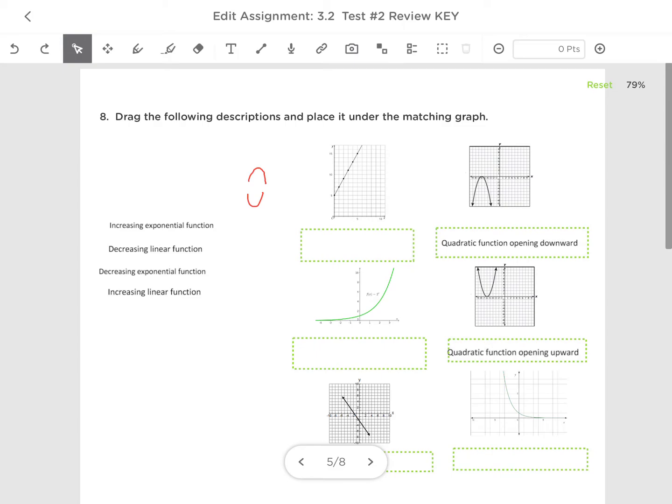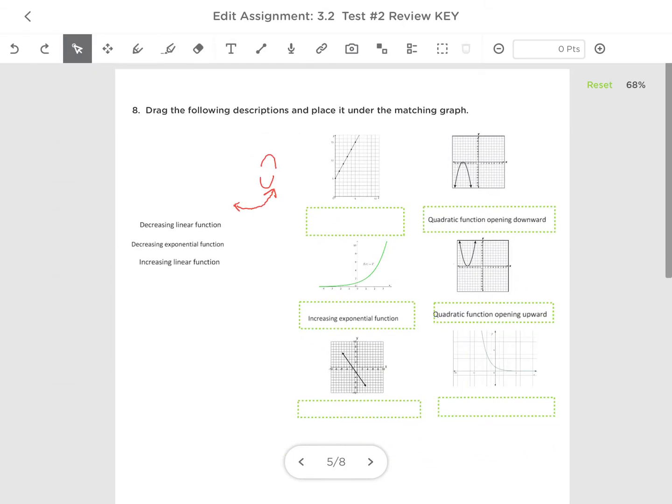Okay, increasing exponential. So remember, increasing, it goes up from left to right. Exponential is that one that increases rapidly or decreases rapidly. So it's going to look something like that. So that will be this one. Decreasing linear function. Ooh, almost got me. So that has to be a straight line and going down from left to right. So that's going to be this one. Decreasing exponential function. That's that slide one where at the end you get a wedgie. That's this function. And then increasing linear, it's going up from left to right. So your matching should look like this.